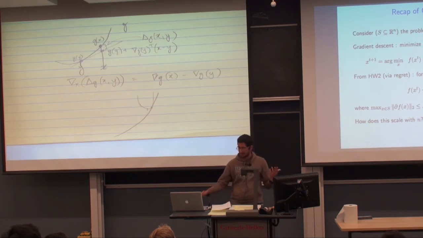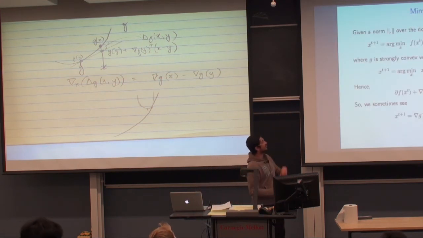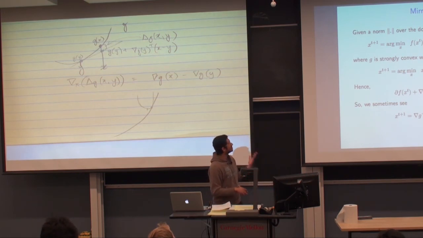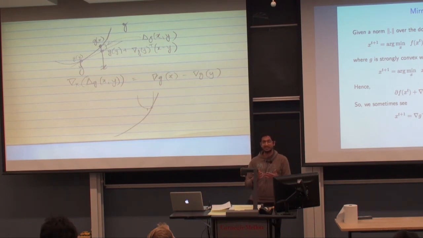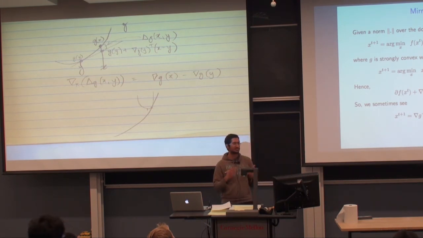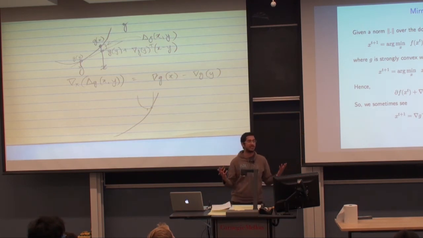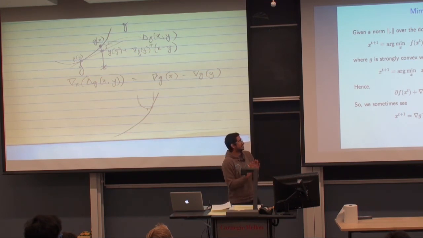What mirror descent does is, if you're given a norm over your domain S, it minimizes the quadratic approximation of f at xt, but where the distance is not given by the squared 2-norm of x minus y; the distance is given by the Bregman divergence between x and xt. So it's the same thing: f of xt, plus the gradient of f at xt times x minus xt, but the last term is no longer that squared norm term. It's this Bregman divergence between x and xt.